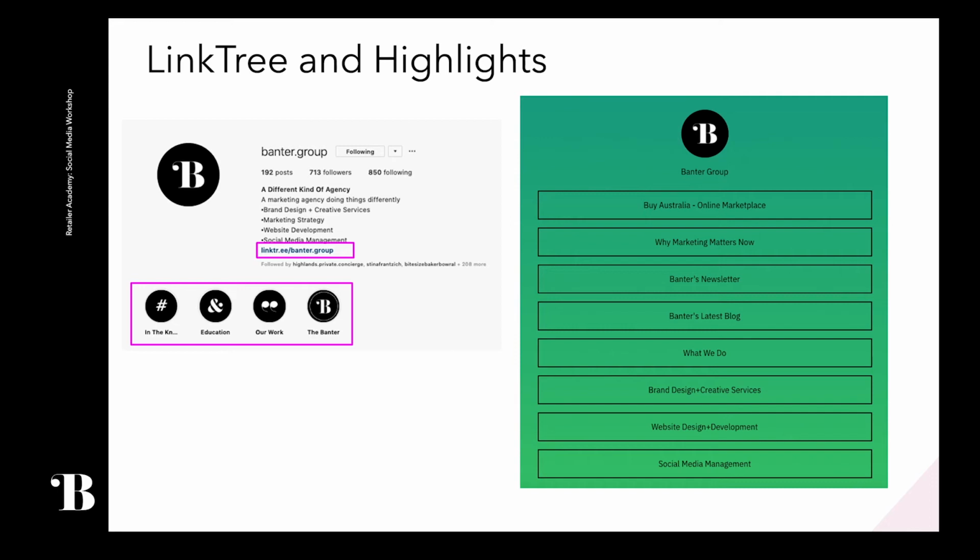Now, you can brand these highlights. As you can see, ours are branded, and all it takes is in Instagram being able to select the one option that says, make this my highlight cover. And you can make any picture your highlight cover.